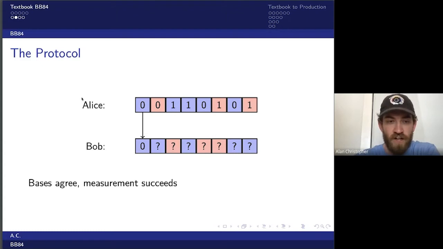And Alice is going to start transmitting photons. And in the first case in our example here, we've got a blue basis to a blue basis. Everything agrees. We're working in an ideal case. There's no chance of corruption. Bob gets a 0 because Alice sent a 0.